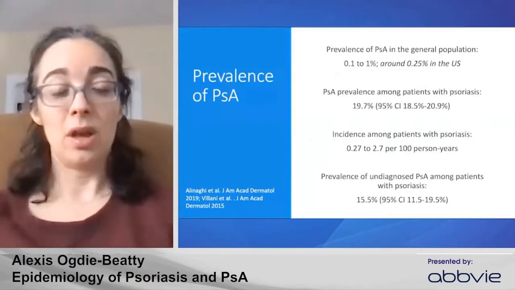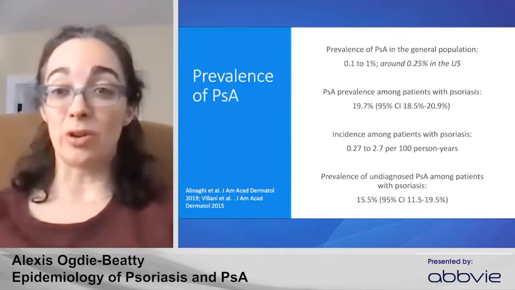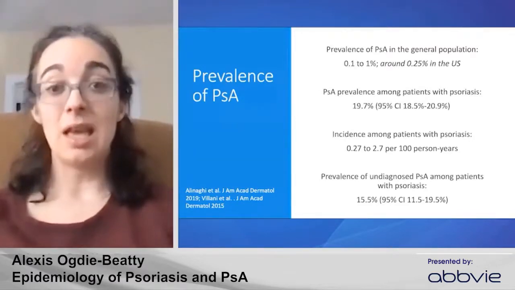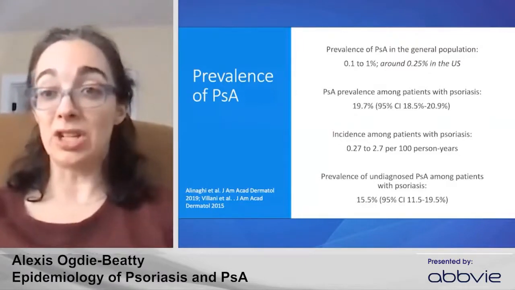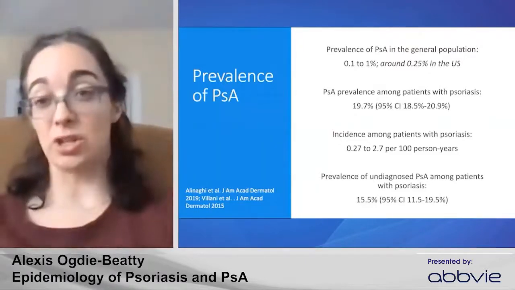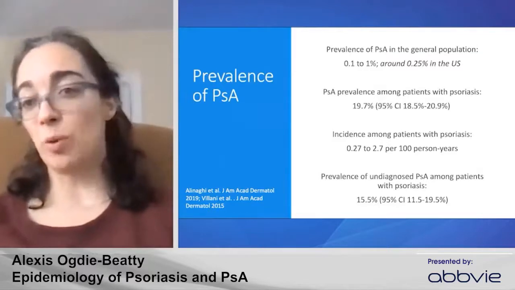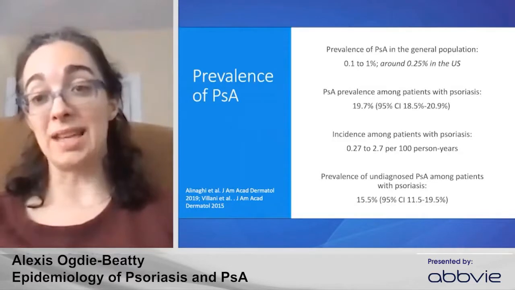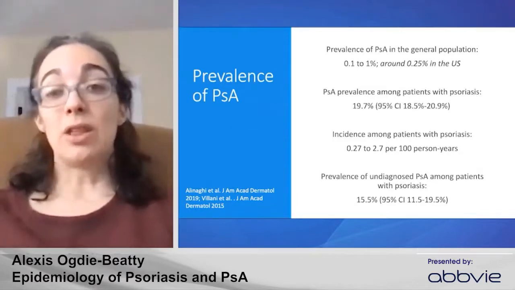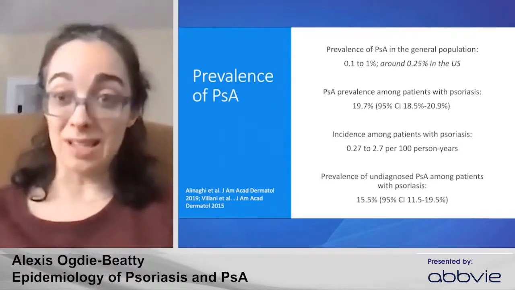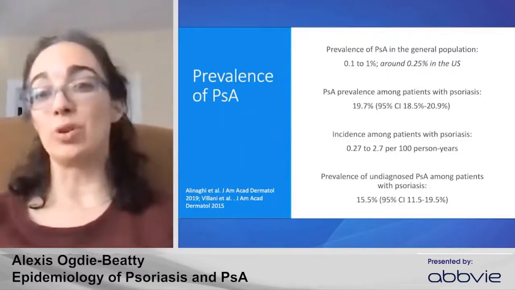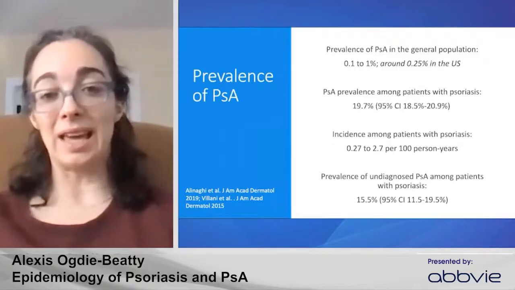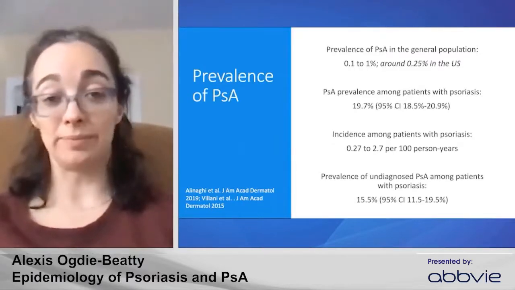All right, so let's move from psoriasis into psoriatic arthritis. Psoriatic arthritis happens to be the most common comorbidity among patients with psoriasis. The prevalence in the general population of psoriatic arthritis, so across all patients, not just psoriasis, is somewhere around 0.1 to 1%, depending on the population that you're studying, and particularly around 0.25% in the United States. Now, the prevalence of psoriatic arthritis among patients with psoriasis is obviously higher, so somewhere around 20 to 30% is often what we quote. A recent systematic review by Ali Nahi found that it was around 20%.